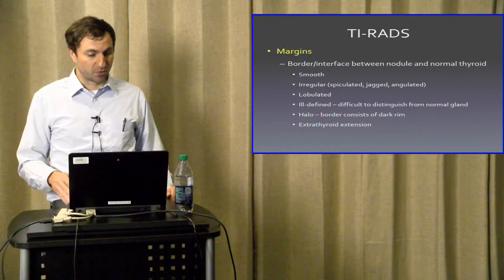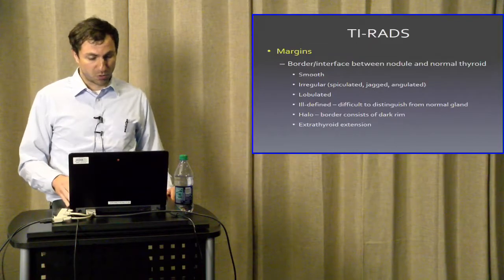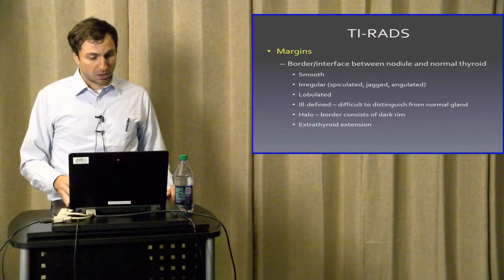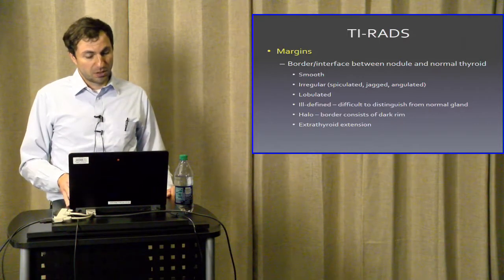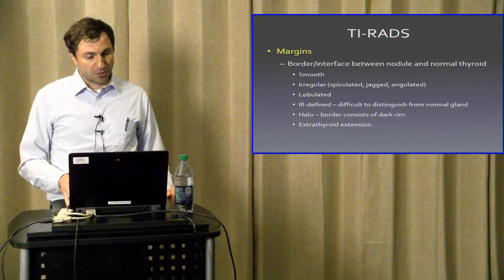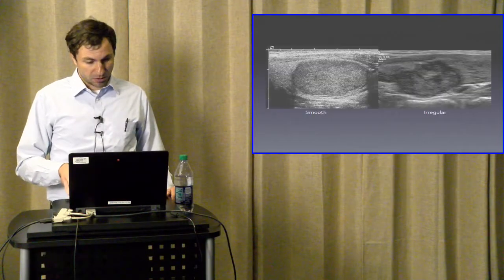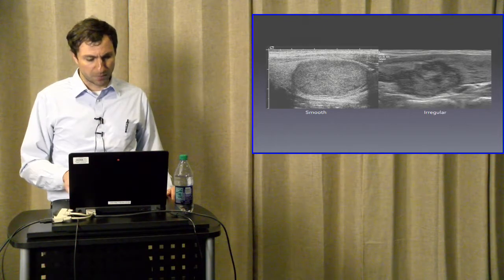So the margins are basically the way the nodule interacts with the adjacent thyroid gland. You can have smooth nodules, or irregular, which are spiculated, jagged, or angulated. Lobulated means it's just kind of more rounded contours; ill-defined means it's difficult to determine where the nodule starts and stops. Some nodules will demonstrate a very hypoechoic or dark rim around the border. And then we want to see if there's extrathyroid extension beyond the margins of the gland, or if it's infiltrating into the adjacent soft tissues, which is obviously a more suspicious feature.